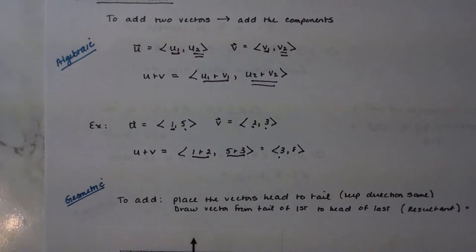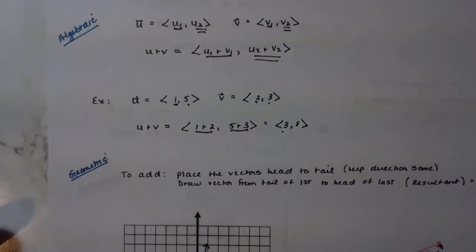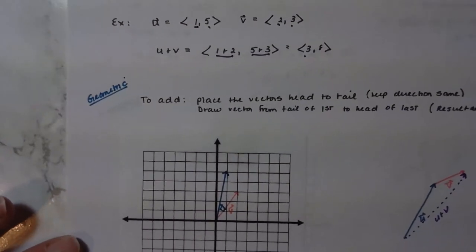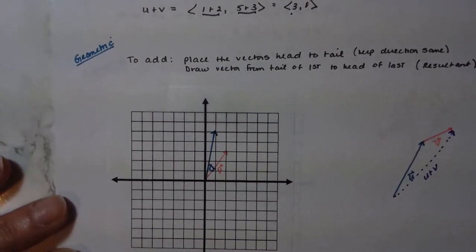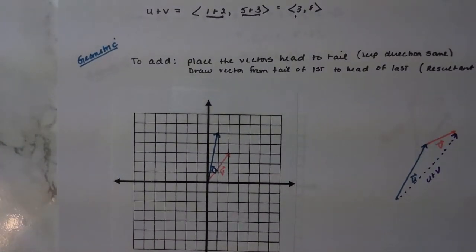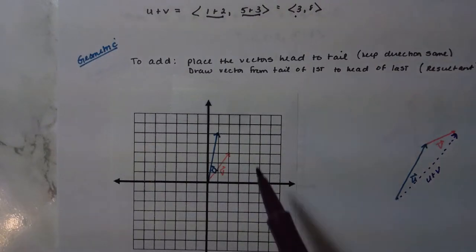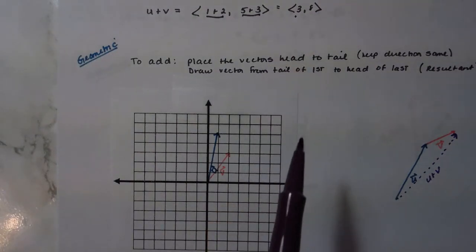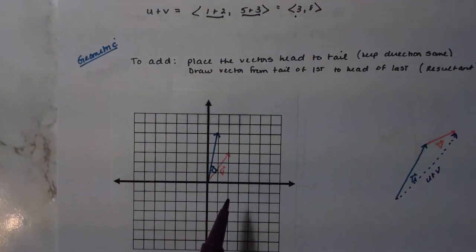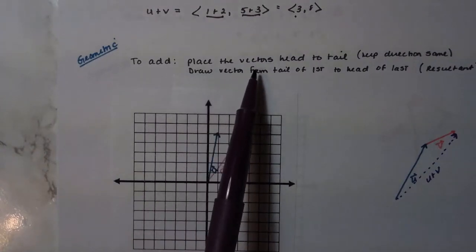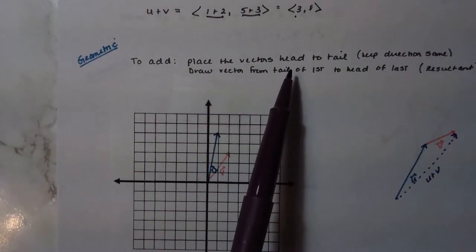Simple. Now, if you're doing it geometrically, which you probably won't, because this is just a visual for you guys. Most of the time we never do it this way. We really stick to the algebraic aspect. But anyway, to add, you're going to place the vectors head to tail, keeping the same direction.